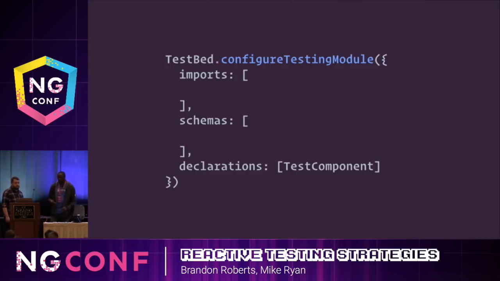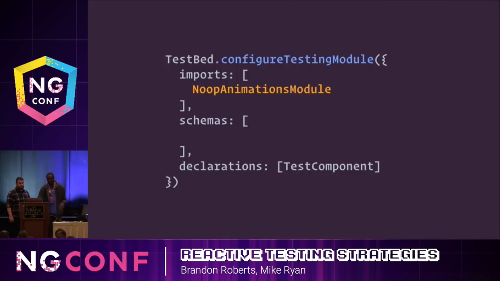So what is it going to do behind the scenes? We want to keep our tests lightweight. And if you're familiar with the test bed, if you're just using it out of the box without these helper functions, there's a couple of things you would do when you want to keep your tests lightweight and fast. The first is just disabling animations, so we bring in the no-op animations module for that. The biggest one that helps keep your components lightweight, especially when you're using snapshots, is using the no error schema.